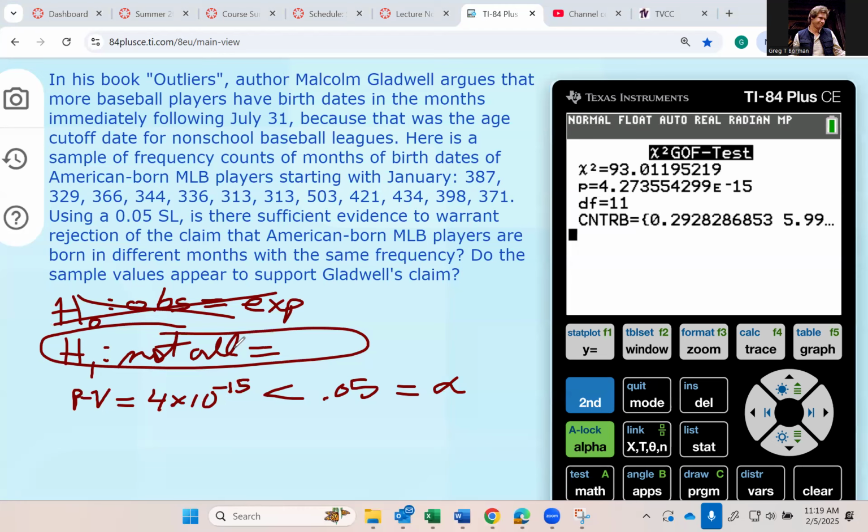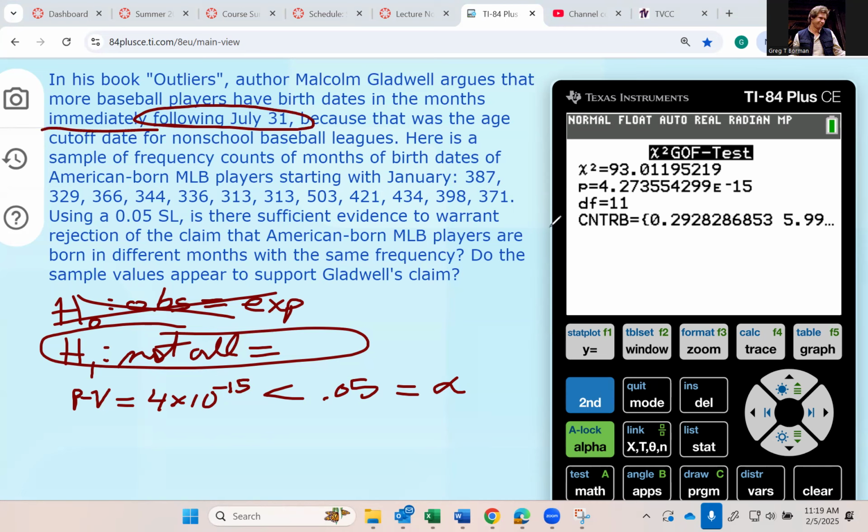And then the follow-up question was, do the sample values appear to support Gladwell's claim? Well, the sample data appeared to support his claim because he said, hey, it's not the same for every month. However, again, this is looking at every month of the year. It's not focusing in on where it is, on the months following July 31st or immediately following.